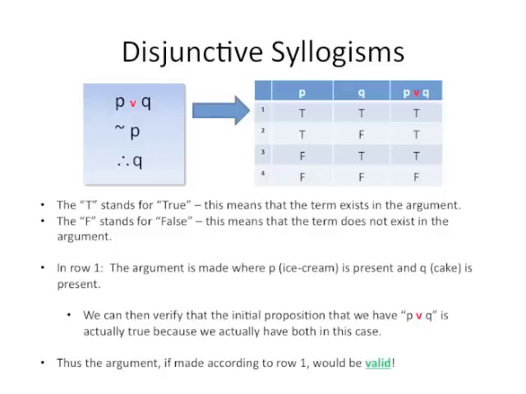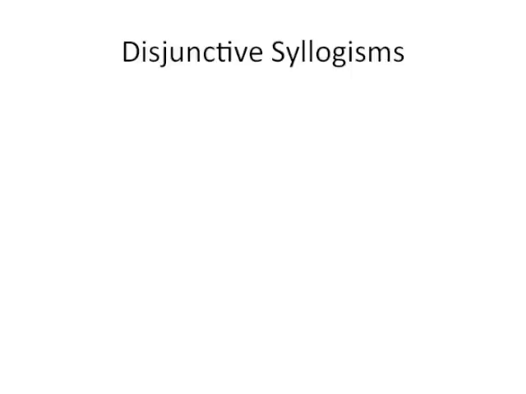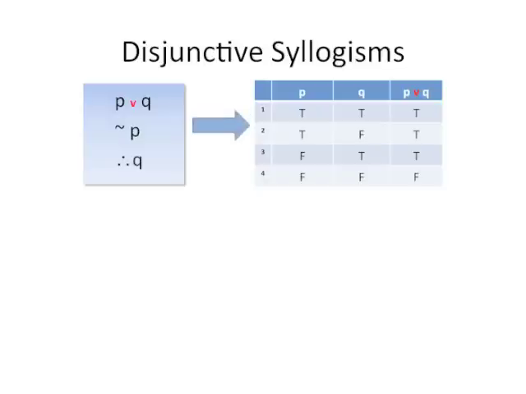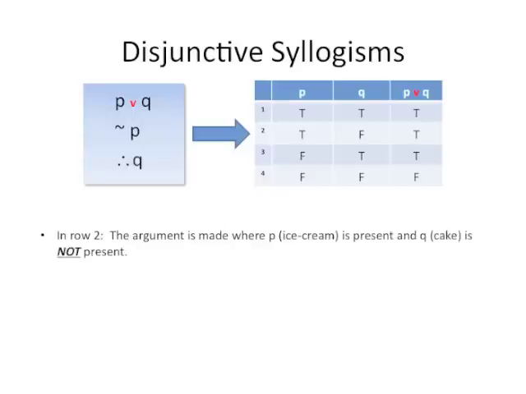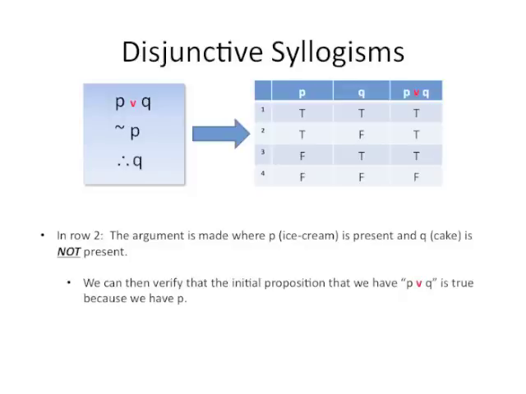All right, so let's look at row 2. In row 2, the argument is made where ice cream is present and cake is not present. So here's a situation where you have a statement we've made, P or Q. Yes, we have a P. No, we don't have a Q. Is the statement true that we made? Well, yeah, right? We can verify that the initial proposition we have, P or Q, is true because we have P. Thus, the argument made according to row 2 would also be valid.